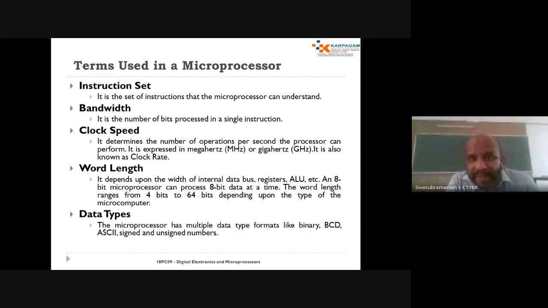The microprocessor has multiple data types that it can understand, like binary, BCD, XS3, ASCII, signed and unsigned numbers. All these are the different data types which a microprocessor can understand and work upon in the ALU, that we use in the microprocessor.